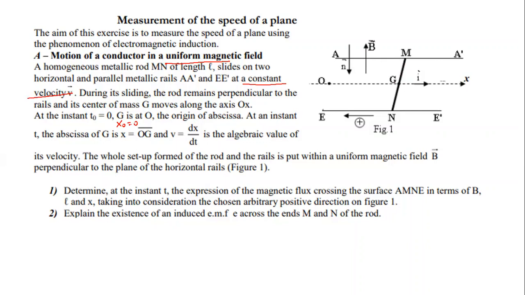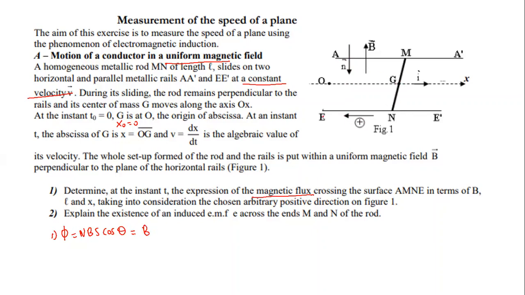The first part is to determine, at the instant t, the expression of the magnetic flux crossing the surface in terms of B, L, and x. They give us the positive direction. According to the positive direction chosen, the normal is perpendicular down. To find the magnetic flux, phi equals N B S cosine theta. But we have only one loop, so N is equal to 1.